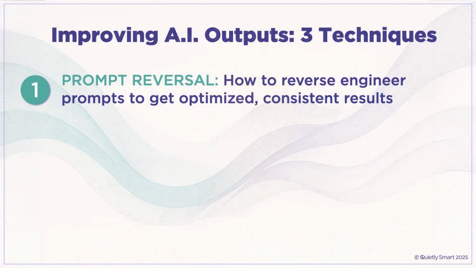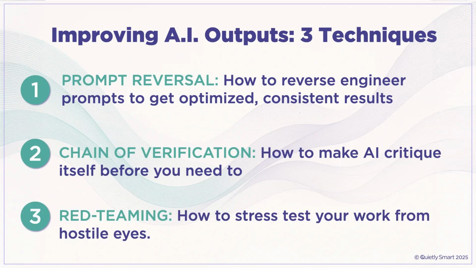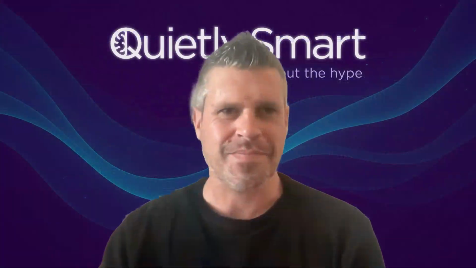First of all, how to reverse engineer prompts to get the best results. How to make AI critique itself before you see the output, and how to stress test your work from hostile eyes. So, prompt reversal. After you've refined something through multiple rounds, you can ask AI to reverse engineer the conversation into one reusable prompt. After all those little tweaks you made, like the specific aesthetic, the style constraints, the details you added, they all get baked into a prompt that you can reuse forever.